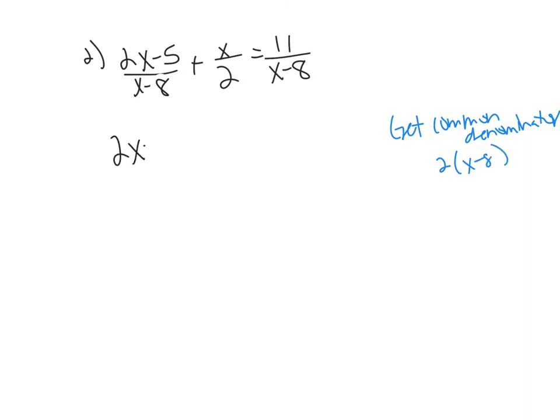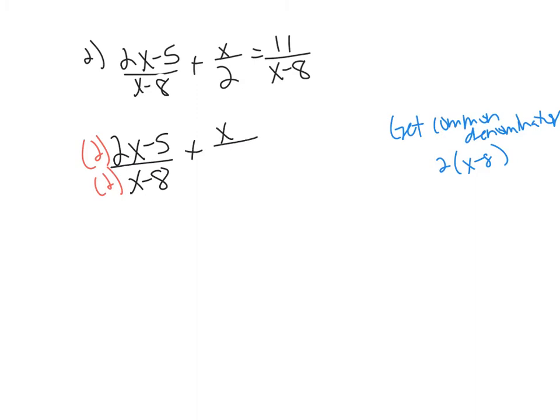So if we look at the top, 2x minus 5 over x minus 8. Well, what is missing there? What is missing is the 2. We have the x minus 8. We need the 2. So we're going to multiply the top and the bottom by 2.